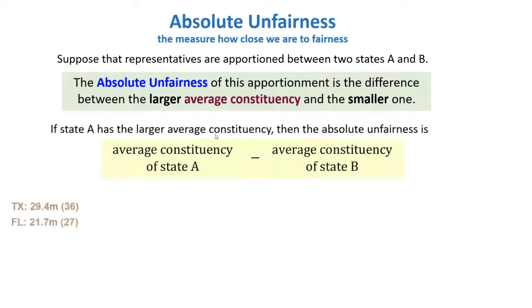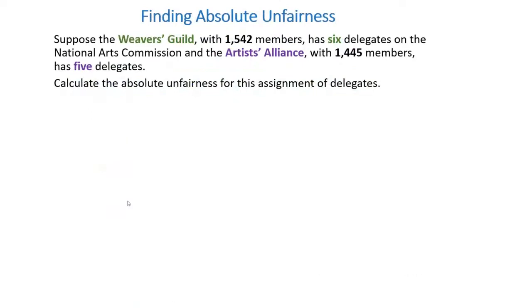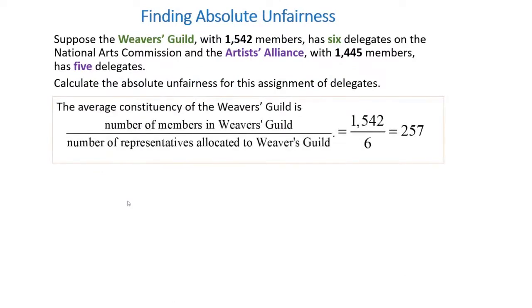Absolute unfairness is just the difference between 2 constituencies. So it must be positive. That's why we subtract the average constituencies: greatest average constituency minus smallest average constituency.